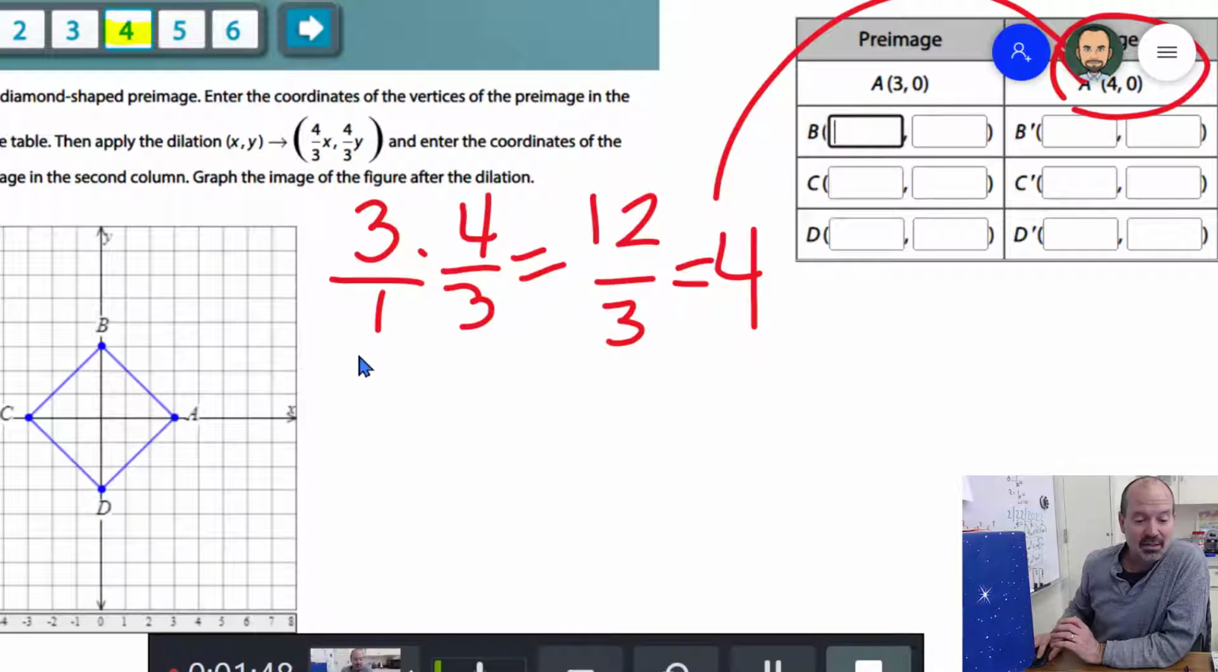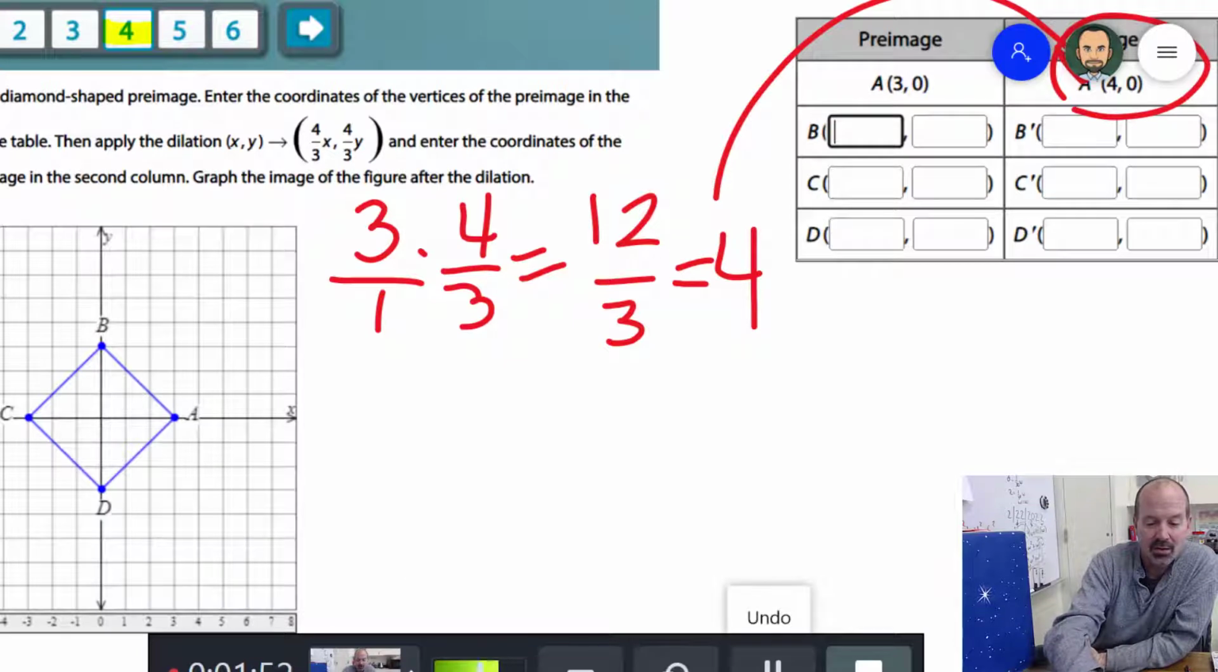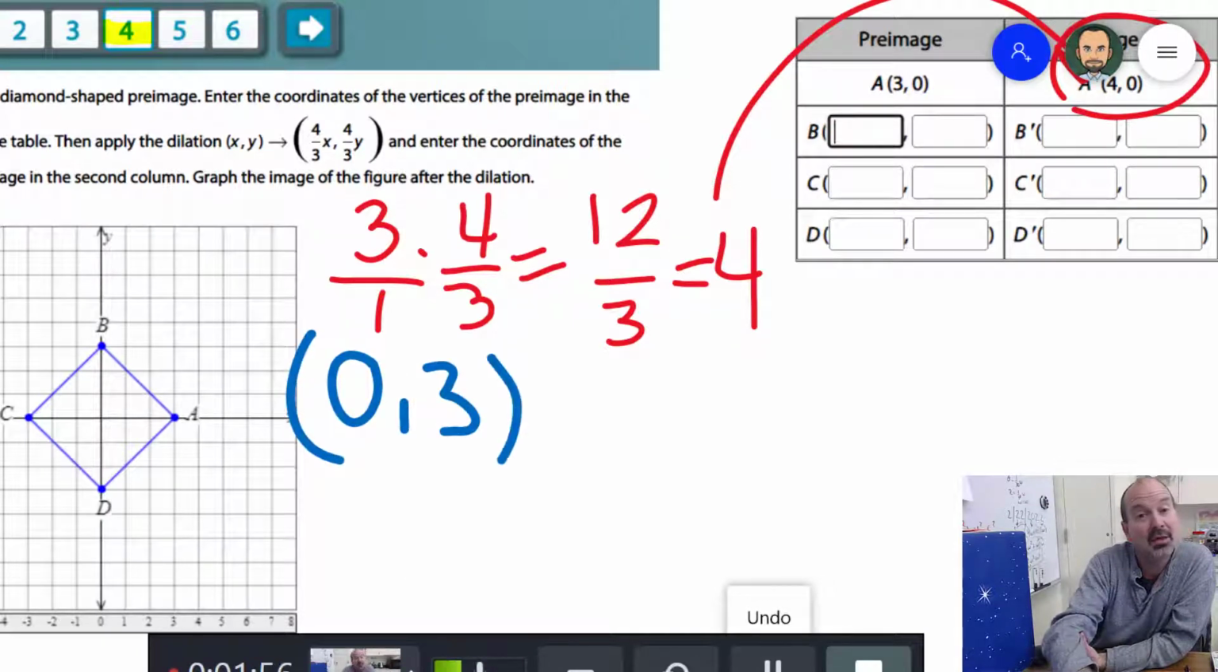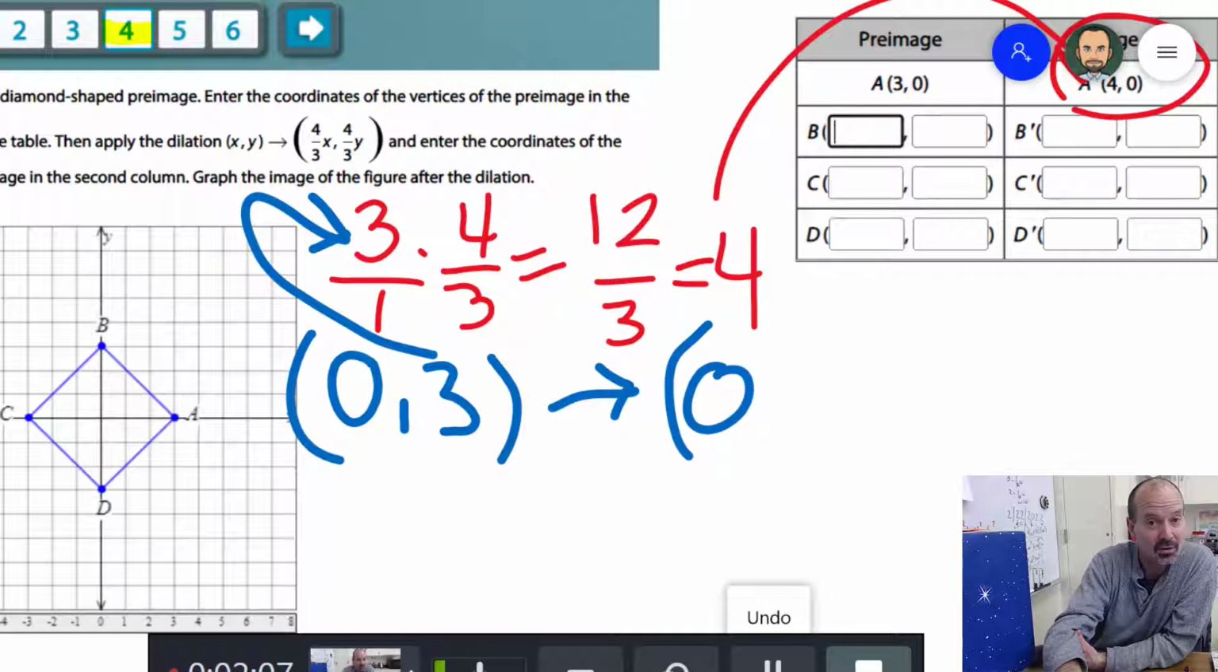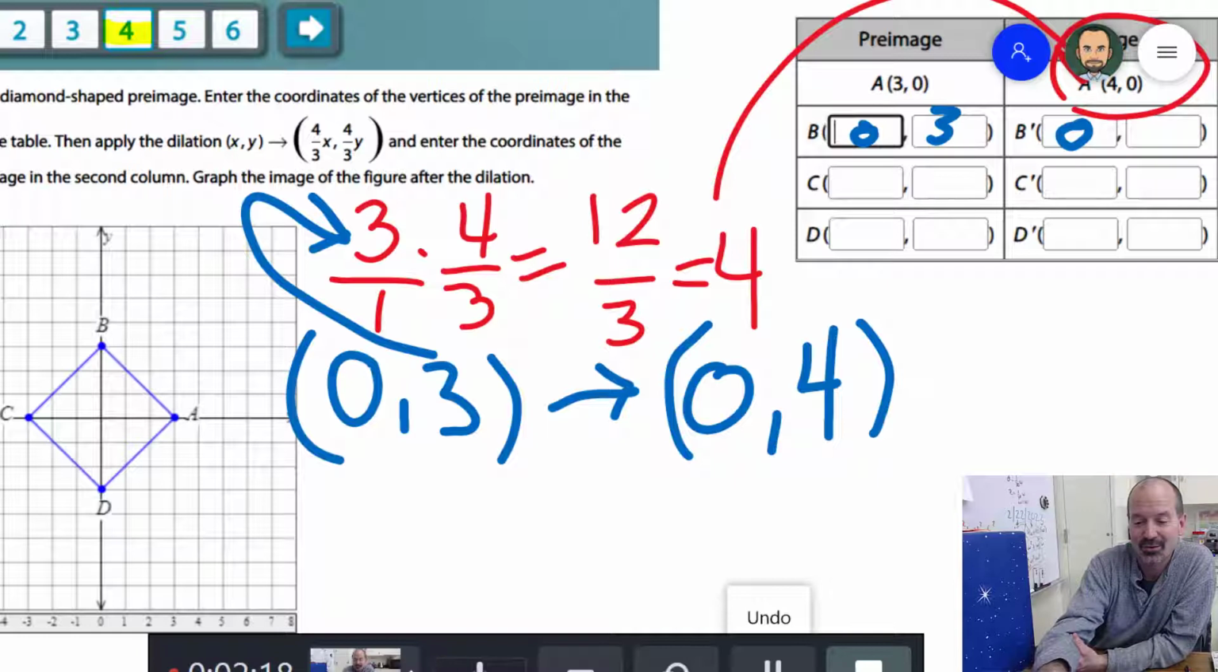Taking a look at the second one, letter B, maybe I'll pick blue for B. B is currently at 0, 3. So I'm going to multiply that 3 by 4/3. But look, I already multiplied 3 times 4/3, and I got 4. So my new coordinates are going to be 0, because 0 times 4/3 is 0, comma, 3 times 4/3 is 4. So original coordinates 0, 3, and new coordinates 0, 4.